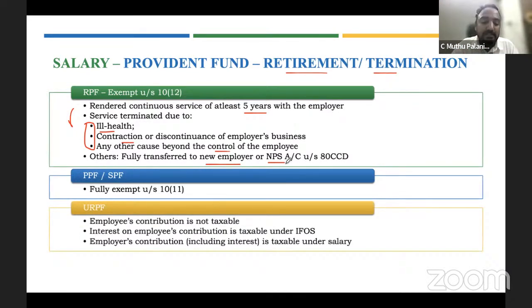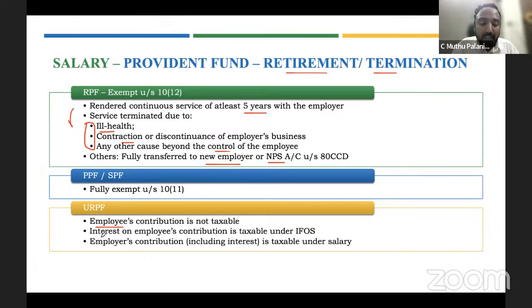What about unrecognized? Employee's contribution is not taxable, because the employee receives salary. My salary is 1 lakh. Now I will receive salary. In 1 lakh, I will take 10,000 and put it into URPF. So when I'm receiving it as salary, I'm subsequently investing. So the contribution is not taxable, because I am receiving the whole money and then putting some into the PF account.